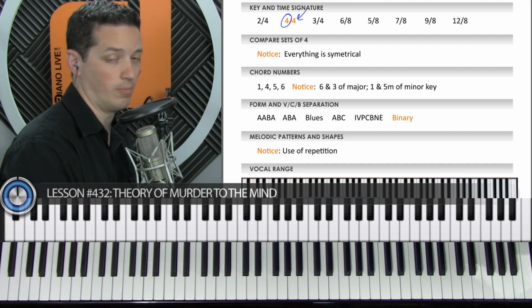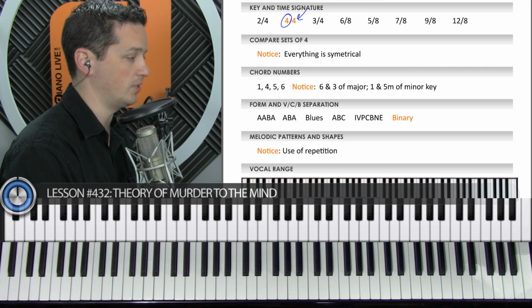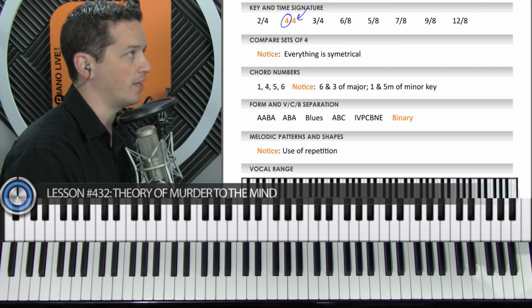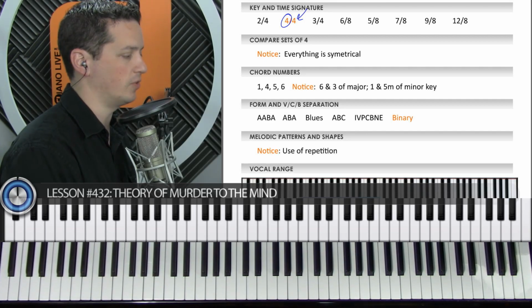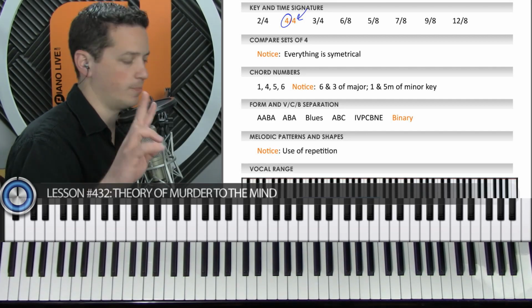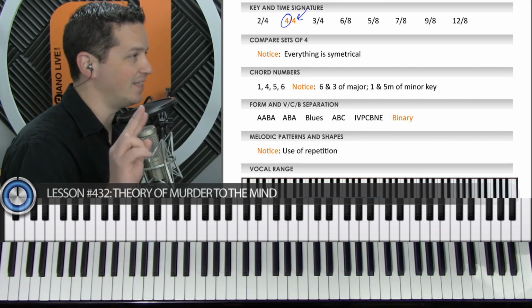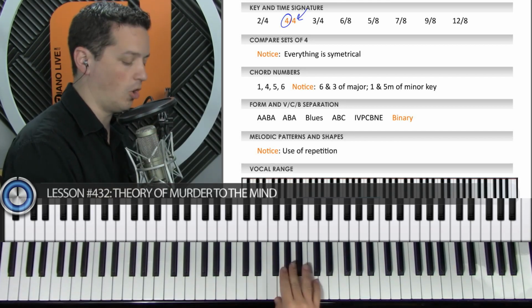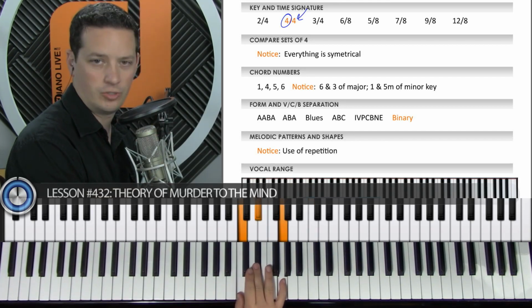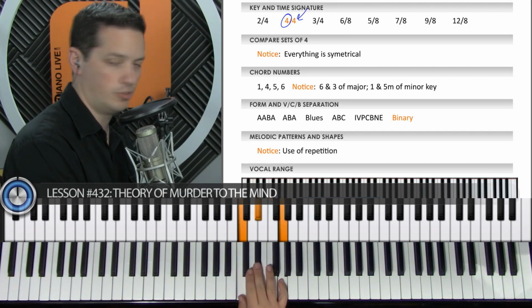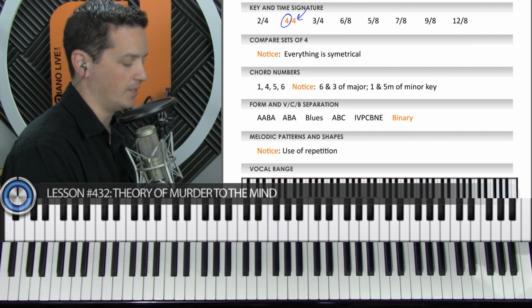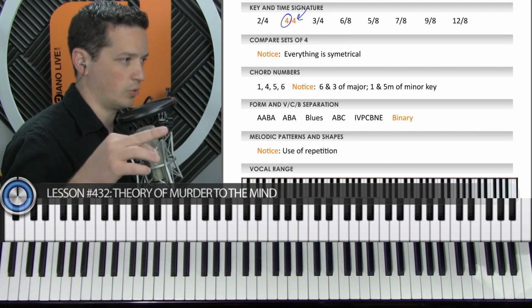So then the form of this is just going to be binary form. So we talked about AABA, where you have like 2 chunks of the verse, and then you go to like a chorus thing. You come back and do the verse at the end. But she's just going back and forth between these two things. And these two things are really the same thing because they're all 2 measures of F minor, 2 measures of C minor, 2 measures of F minor, 2 measures of C minor. So she's just going verse, chorus, verse, chorus, verse, chorus, verse, chorus.